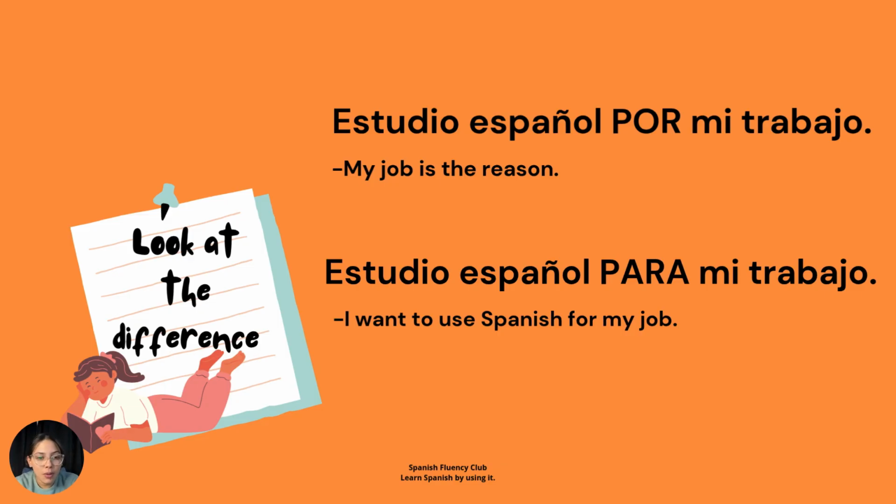If I say "estudio español por mi trabajo," my job is the reason I'm studying Spanish. Maybe my company asked me to learn Spanish, maybe I need it because of something happening at work. My job explains why I'm studying. But if I say "estudio español para mi trabajo," I'm focusing more on the purpose. I'm learning Spanish because I want to use it at work. So again, por is the reason, para, purpose, okay? That's the basic difference we're going to build on.